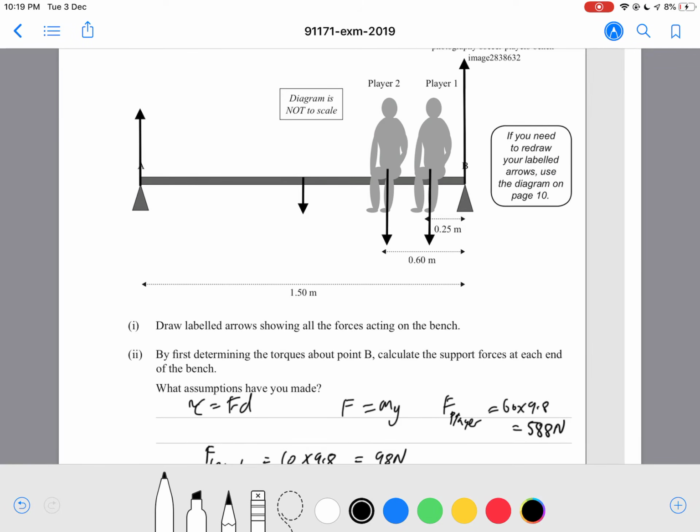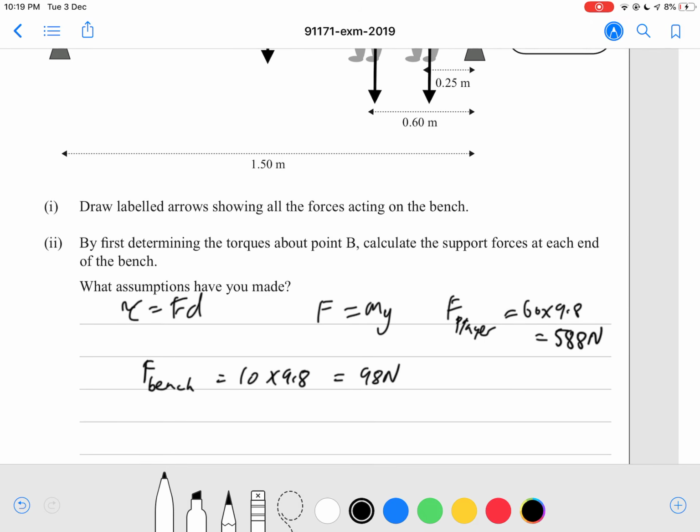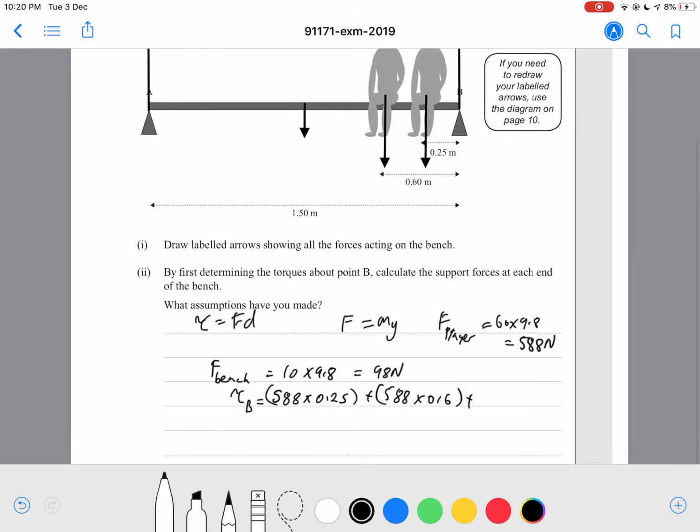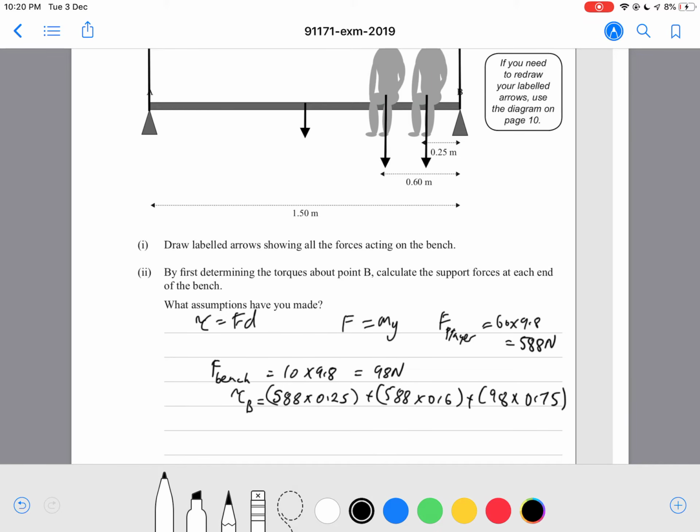Alright, so now for the distances. Player 1 is 0.25 meters away from B. So we'll say that torque at B is equal to 588 times 0.25 plus 588 times 0.6 plus the weight force of the bench and the distance. So remember the center of mass. This whole bench is 1.5 meters long, which means that because the vector is at the center of mass, it will be 0.75 meters on both sides. So we'll add 98 times 0.75.